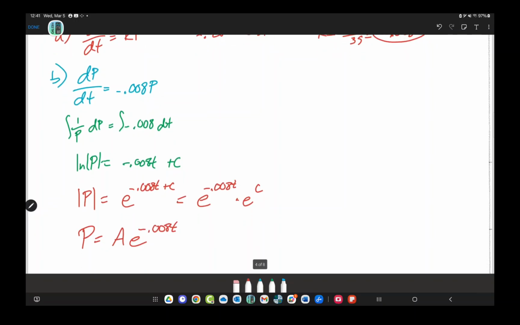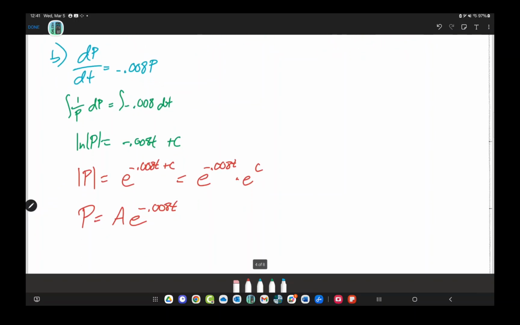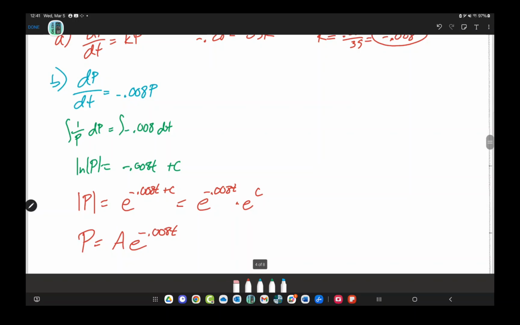At this point on these questions, you should be able to get from dP over dt all the way down to what P is, because it's kind of the same thing every time, as long as I have 1 over P. Anytime we have exponential growth or decay, that's your exponential growth decay function. It's growth if your rate is positive, it's decay if your rate's negative. All right, so that's part B. Just find the general solution.